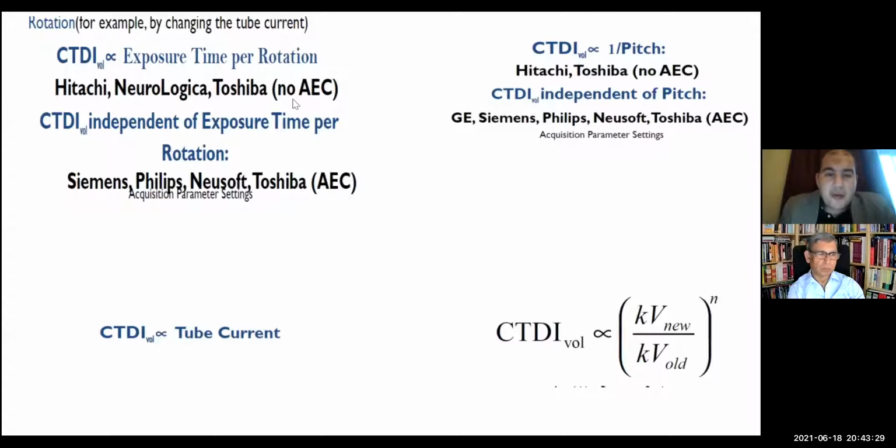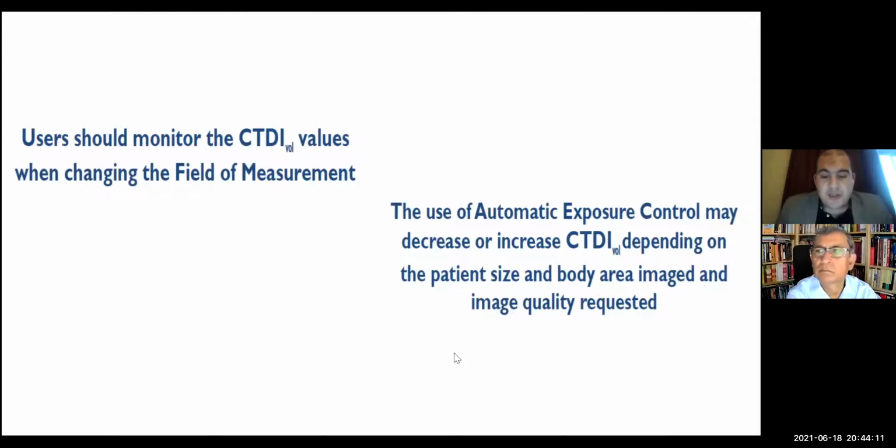But without using automatic exposure control, there is a direct relationship. This relation will apply for CT brain and for all extremities, so for organs where there is no variation in patient contour or patient attenuation. Also for tube current, increasing tube current increases CTDI volume. Here you will find inverse proportionality between CTDI volume and pitch. In Hitachi and Toshiba, the same idea with automatic exposure control. Also increasing kV will increase CTDI volume.